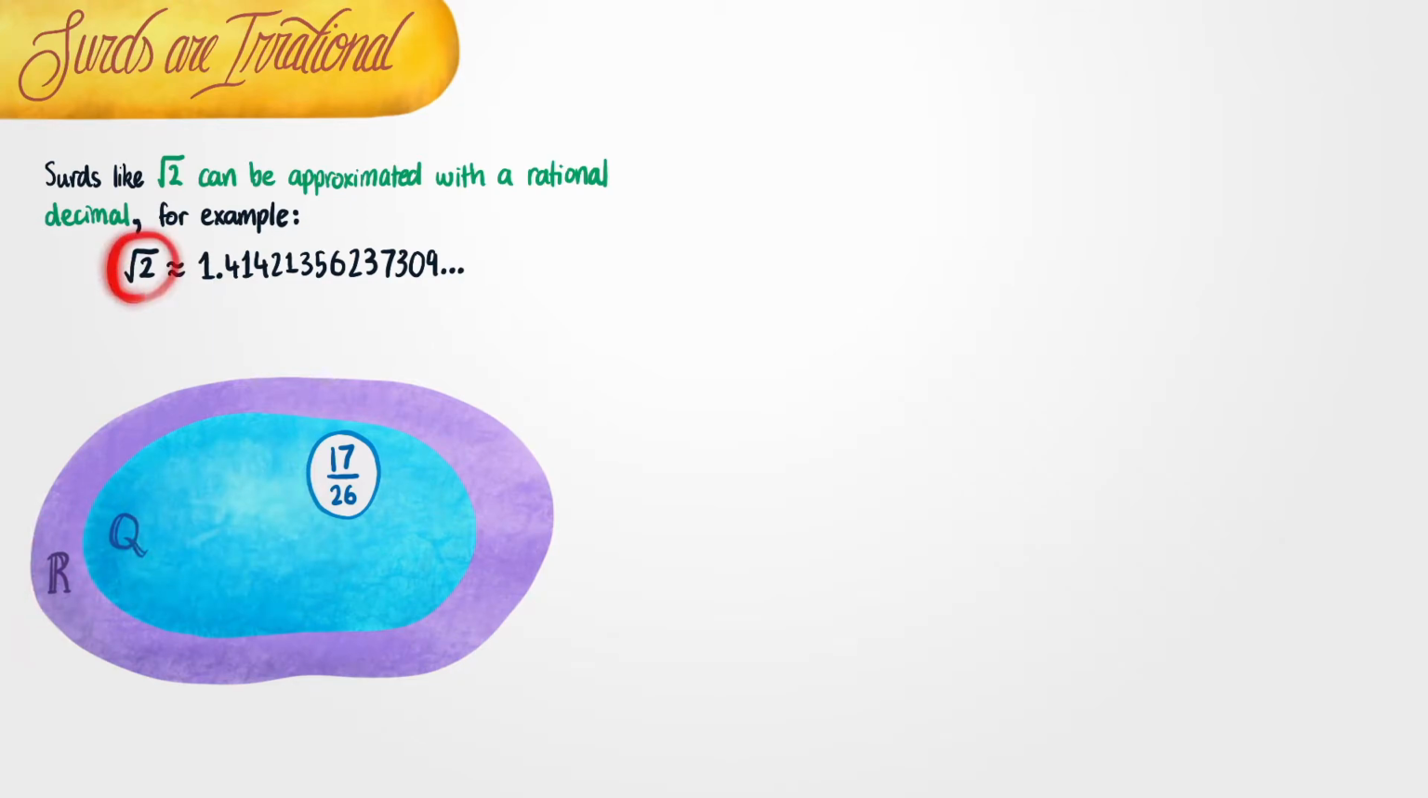To show that the square root of 2 does not belong inside this set, we have to be very clear about what allows a number to belong to this set. For a number to be rational, there are two ways that you can think about it. It must be possible to write the number as an integer divided by another integer. So for example, this number is 17 divided by 26, and both of those are integers.